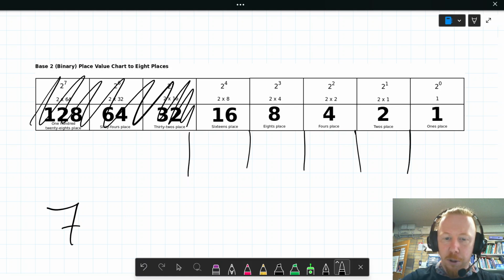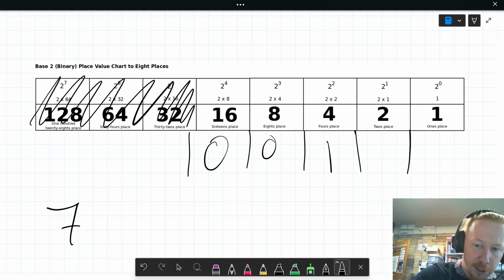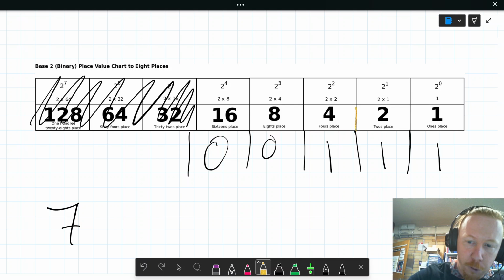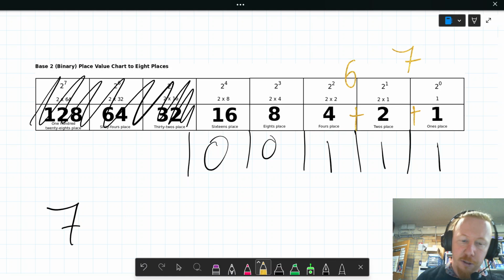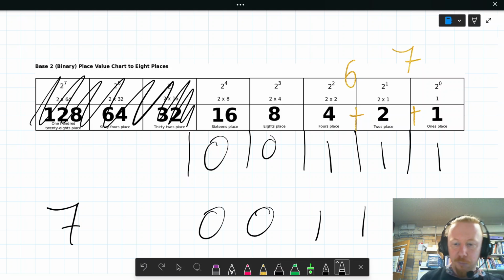So, is there a 16 and a 7? No. Is there an 8 and a 7? No, obviously. We could use a 4, so let's put a 1 there just for now and find out. We're not using 16, we're not using 8. 4. Yes, fantastic. Are we using a 2? Yes, absolutely. And then I just need a 1 because 4 plus 2 is 6 plus 1 is 7. Hooray! So my 7 could be written in binary as 0, 0, 1, 1, 1.